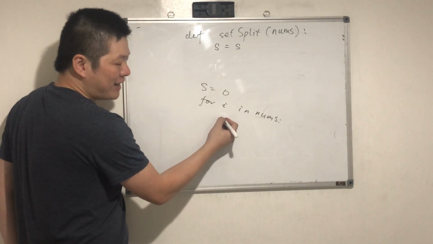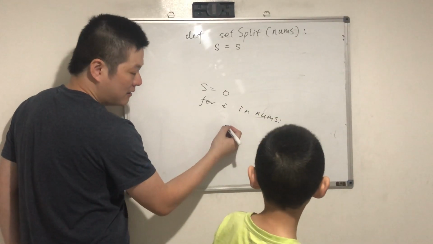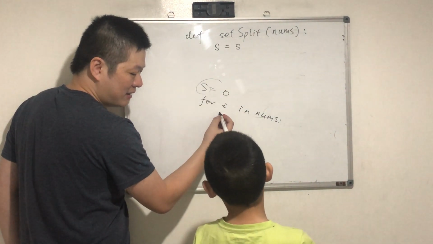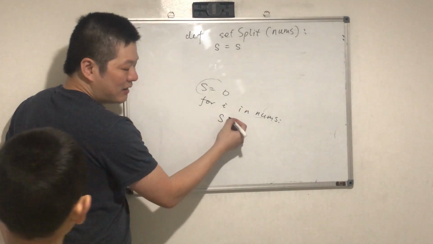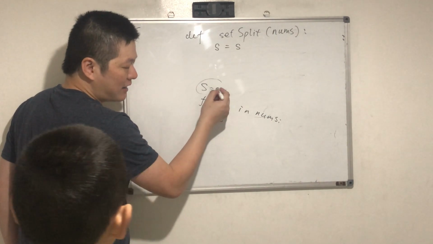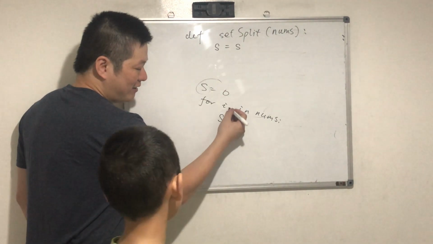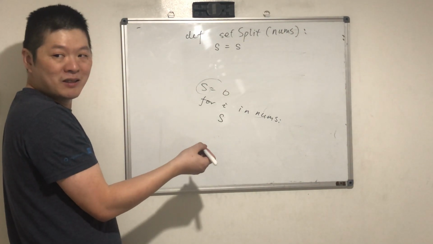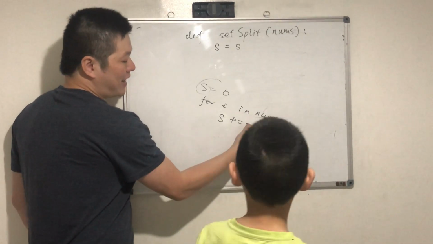What should I put here if I want to add all the numbers in nums and put it in s? What should I do with s and i? Come on, a little quiz, it's easy. Add what? Add i. s plus equals i. Come on, this is simple.